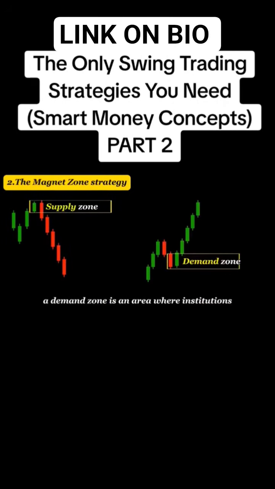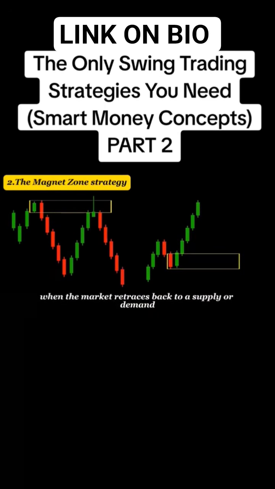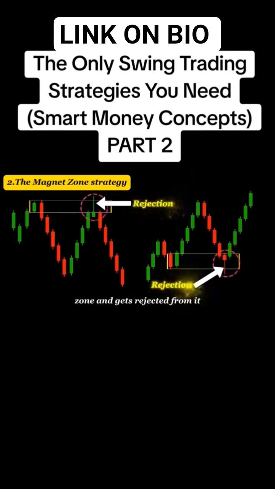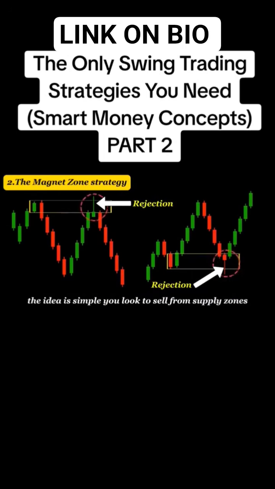A demand zone is an area where institutions previously bought aggressively, causing the market to move upward with strong momentum. When the market retraces back to a supply or demand zone and gets rejected from it, it creates a potential trading opportunity. The idea is simple. You look to sell from supply zones and buy from demand zones.